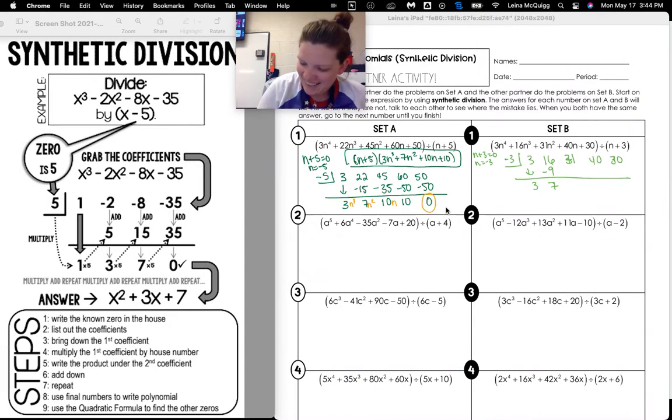Yeah, okay. Negative 3 times 7 is negative 21. So this is 10. 31 minus 21 is 10. Negative 3 times 10 is negative 30. So this is 10 again. Negative 3 times 10 is negative 30, and this is 0. So this means this first polynomial up here, 3n to the power of 4 plus 16n cubed, so on and so forth, divided by n plus 3, is going to be 3n, I've taken out an n, so 3n cubed plus 7n squared plus 10n plus 10.